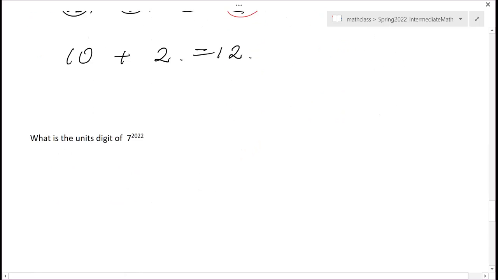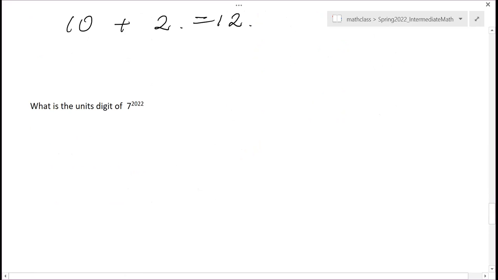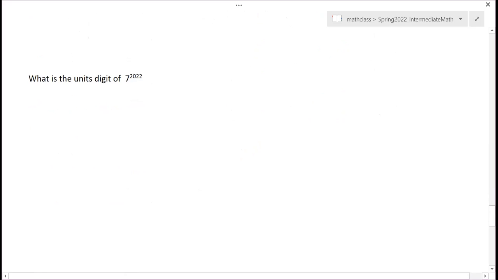All right. So now let's look at this problem. What is the units digit of 7 to the 2022? 2022 is the current year, right? So usually they want to put problems associated with the current year. There's a quick way to do it. How do we determine the units digit? Think about it. I'll give you an example.